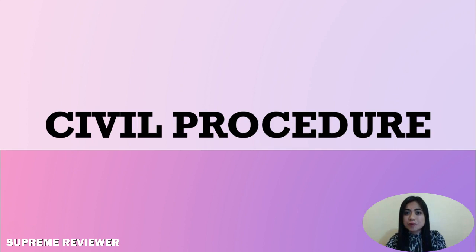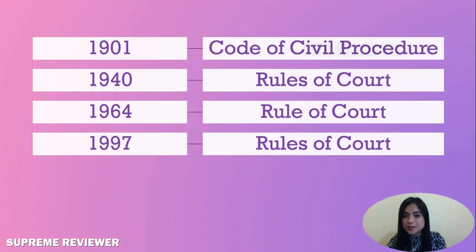Rule 1, Section 1 of the Rules of Court provides that these rules shall be known and cited as the Rules of Court. The first part of the Rules of Court is civil procedure. Let's have a closer look at the history of civil procedure. Act number 190, enacted on August 7, 1901, was an act providing a code of procedure in civil actions and special proceedings in the Philippine Islands. In short, this was called the Code of Civil Procedure.